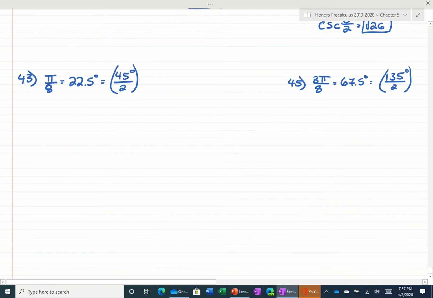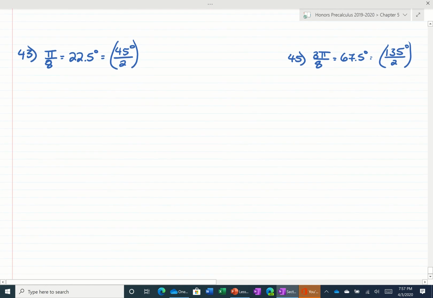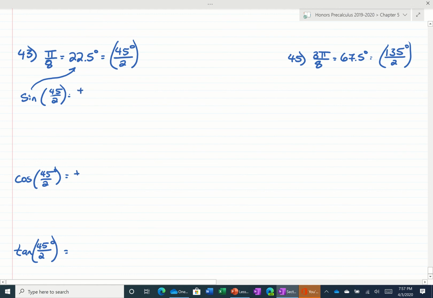All right, so we're going to be finding the sine of 45 over 2, cosine of 45 over 2, and the tangent of 45 over 2. All right, now when we're doing this, we have to figure out if it's going to be a positive or negative. And remember, we're really taking the sine of 22.5. That's in quadrant 1. So all of these problems are going to be positive.